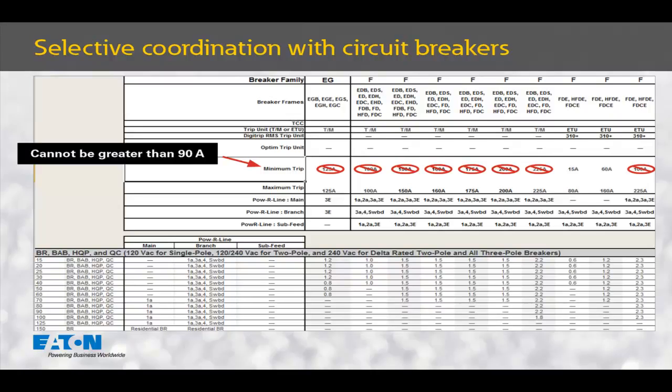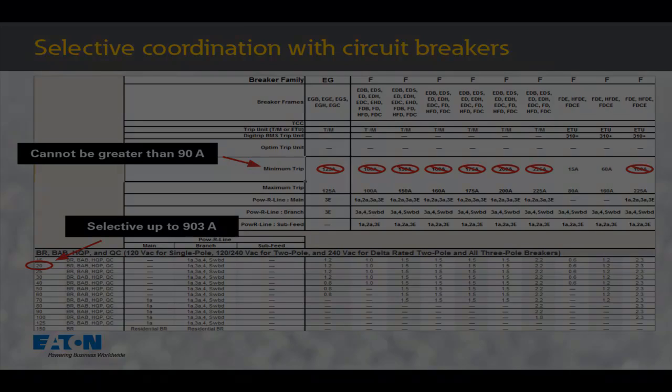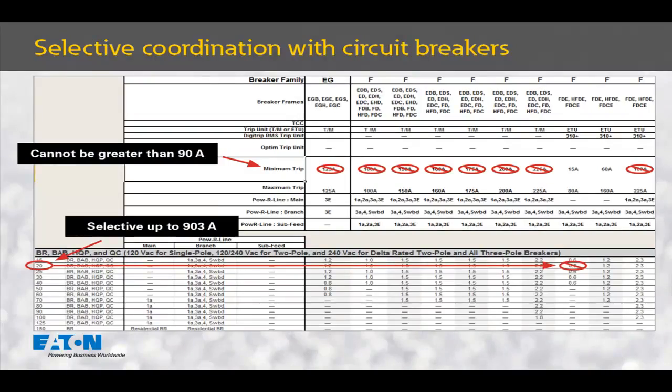I have two options available that can be adjusted to or below the NEC maximum. They're both F-frame circuit breakers and they're both electronic trip units. One has a 160 amp frame that can be adjusted to 60 amps and the other has a 60 amp frame that can be adjusted to 15 amps. We begin our selection process on the left side of this table with the downstream circuit breaker, which is the BAB20. This device has to selectively coordinate with the upstream device up to 903 amps. Again, we are going to move across the table and find a pair that selectively coordinates to a number greater than 903 amps. The first 80 amp F-frame circuit breaker selectively coordinates with the BAB20 up to 600 amps.